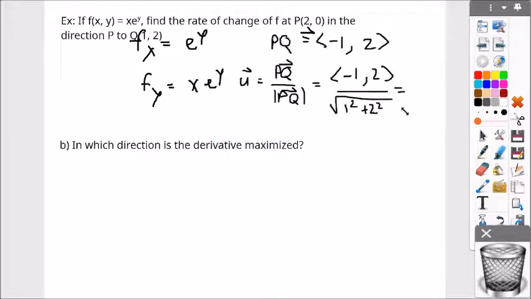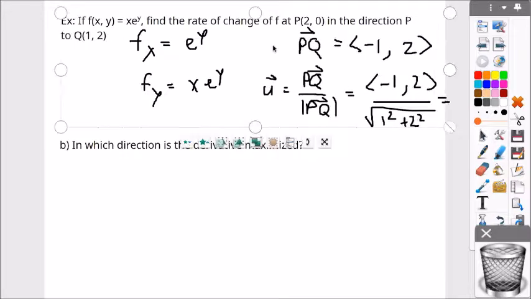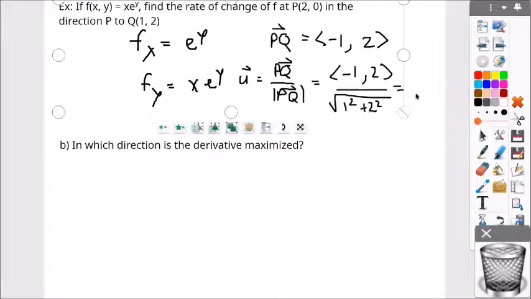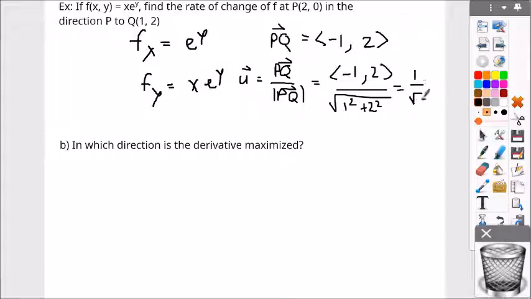This is annoying. This is seriously annoying. Okay, I don't care anymore. 1 over square root of 5 times negative 1, 2.